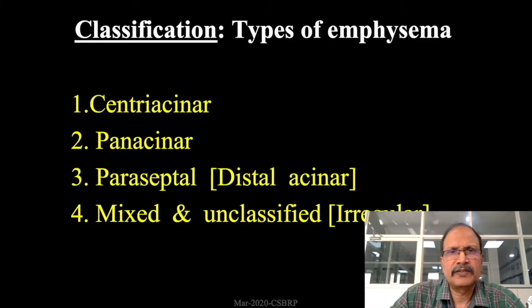And classification of emphysema, depending upon the type of involvement of the acini, it is classified into centriacinar, where only the center portion of the acini is associated with the dilated air spaces. Panacinar, every part of the acini is showing dilated air spaces. Paraseptal, only the periphery of the lobule is showing the dilated air spaces. And mixed or unclassified may have irregular involvement of the lung lobule in this process.